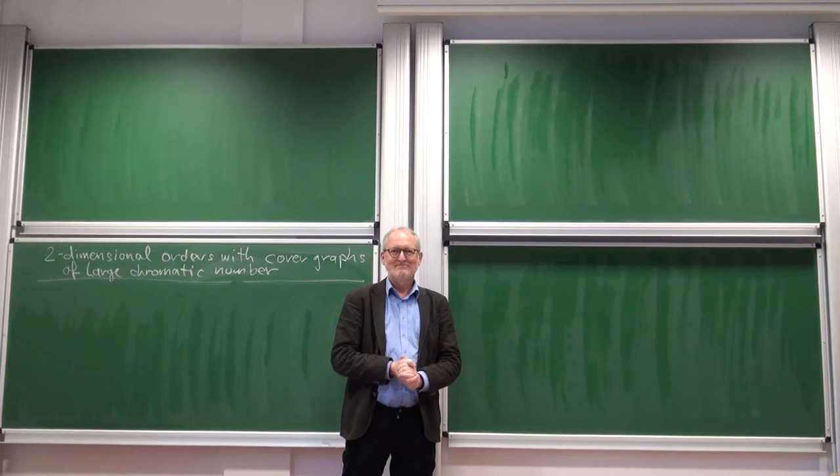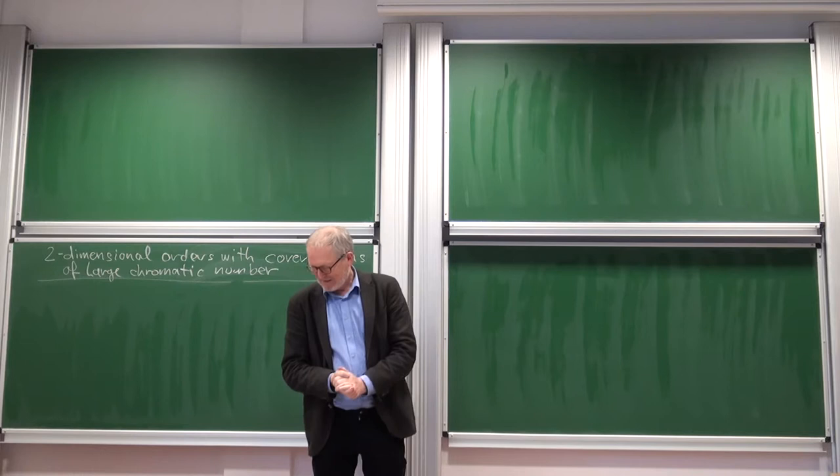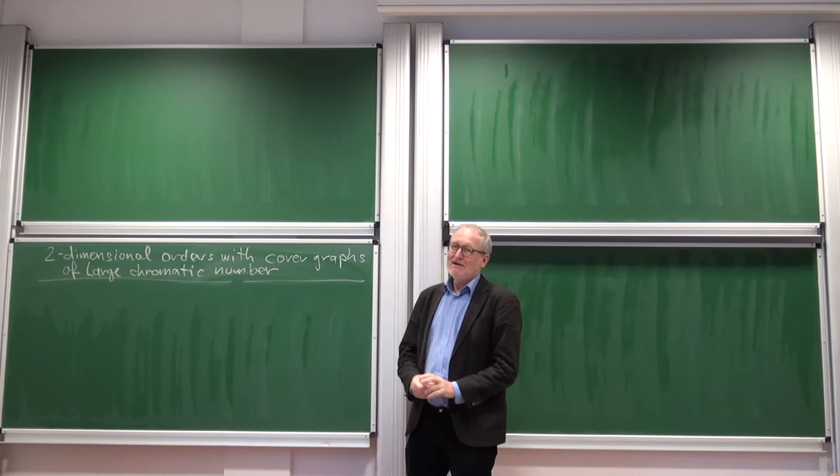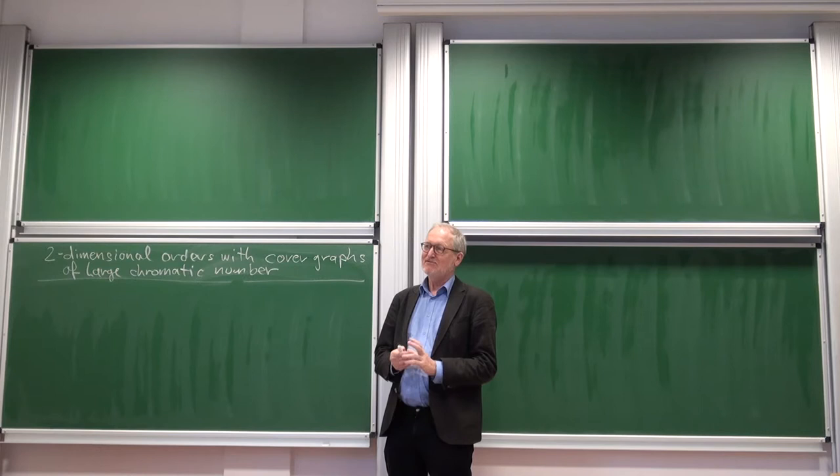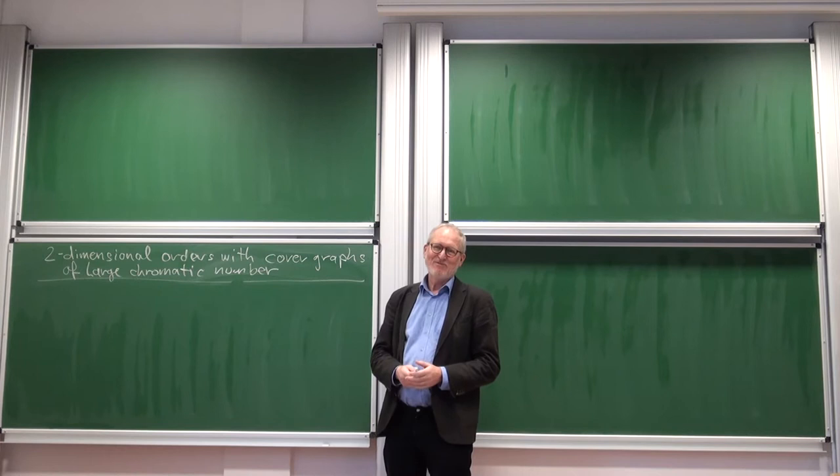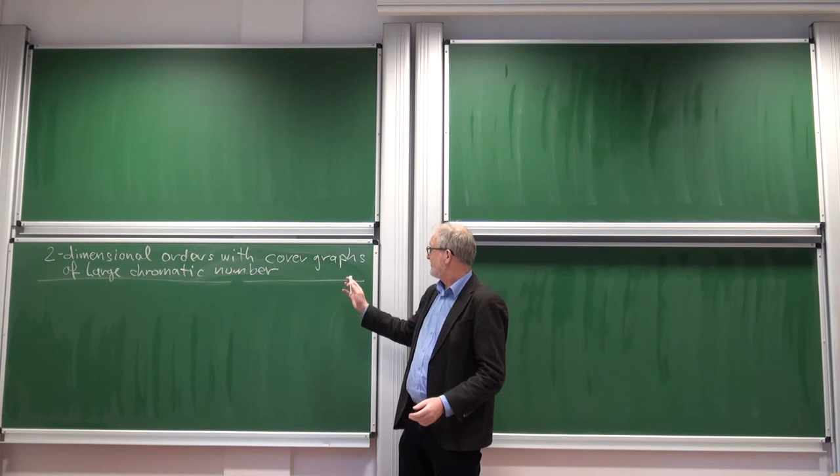Yeah, welcome. Lecture 19 in our course Introduction to Order Theory. Last time we've been talking about diagrams and the chromatic number of cover graphs, and we saw that there exist cover graphs with chromatic number in the range of n to the 1/4.